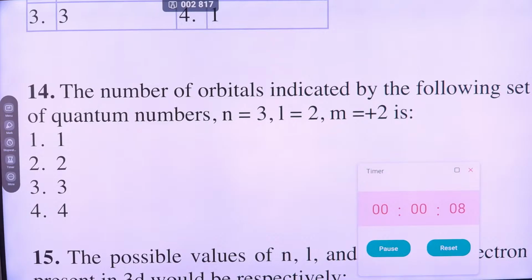Okay, somebody answer 14. Somebody try to answer 14.